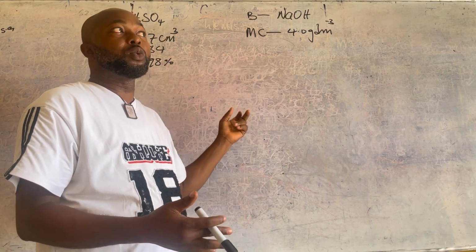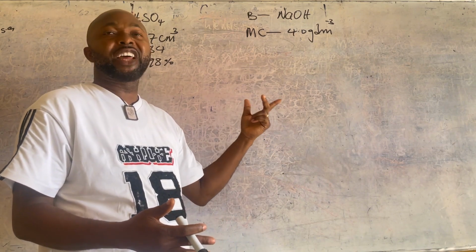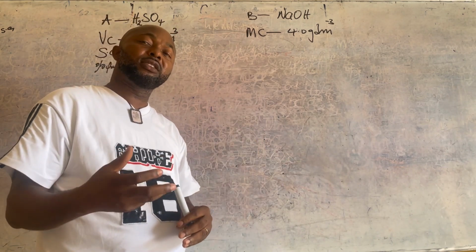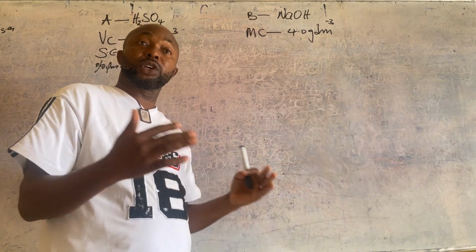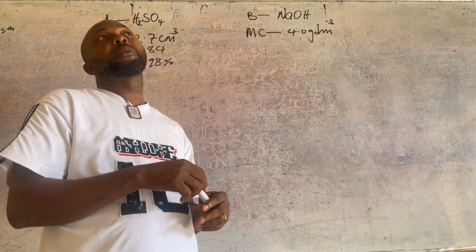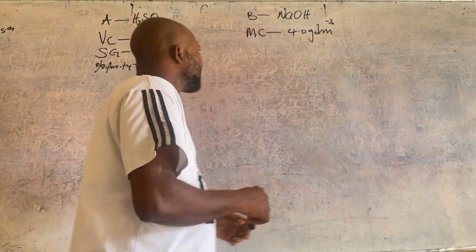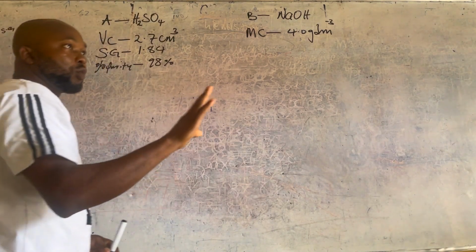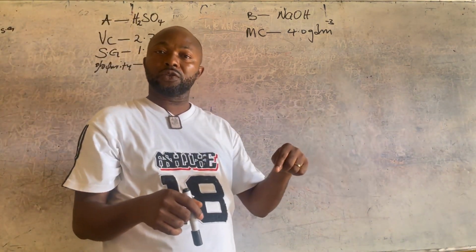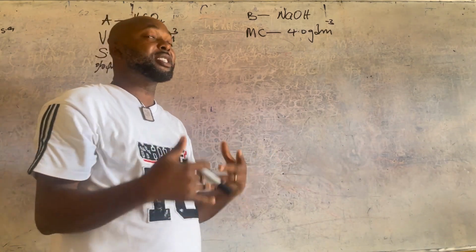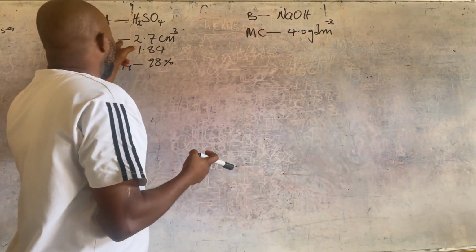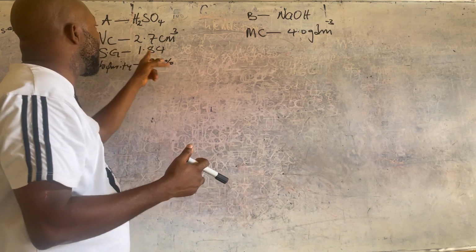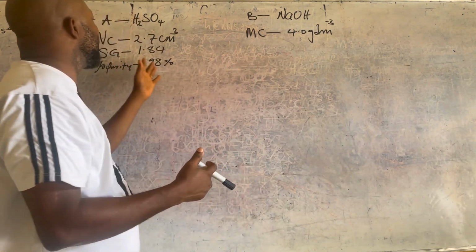And what I'm going to do, you will also know what the concentration of the acid should be and the concentration of the base should be. That will be a guide to lead you through the process of doing your chemistry practicals without much challenges. What they gave us here is the volume concentration, which is the concentration that should be dissolved in water for the acid to be prepared. That's the concentration of the acid itself, which is 2.7. The specific gravity of the same acid is 1.84, and the percentage purity is 98%.